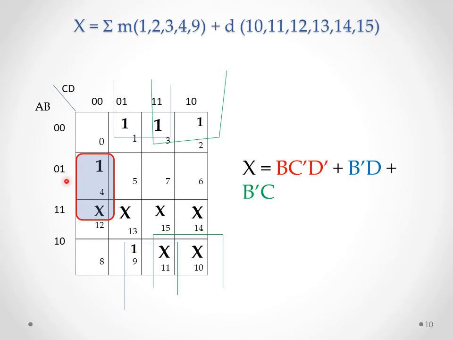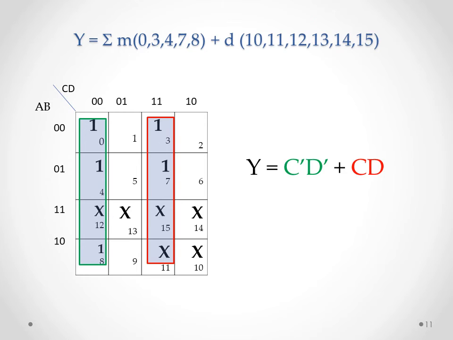Here the common between these two is B, and here C bar D bar. And for this blue color grouping, the common between these two is B bar, and here the common between these two is D. And for the green cell grouping, the common between these two is C, and the common between these two is B bar. This is the logical expression for output X.